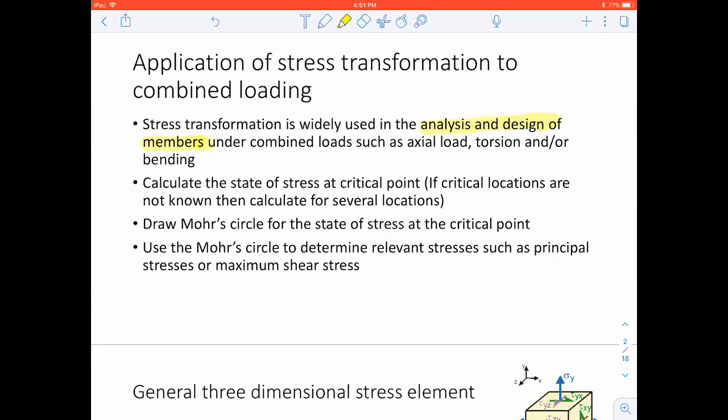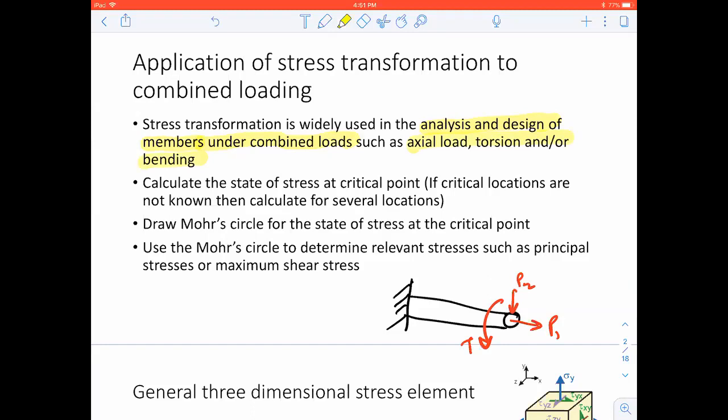What do I mean by combined load? You may see something like this. Say you have a cantilever beam. It is not only under a transverse load, you may see another load, an axial load, as well. So you have two types of load acting on it at the same time. Or you can see a torque applied on it too. So you have a combined loading condition.